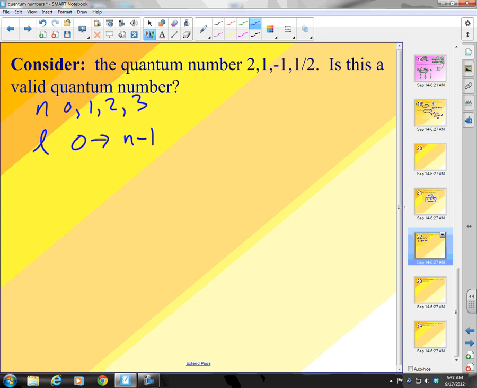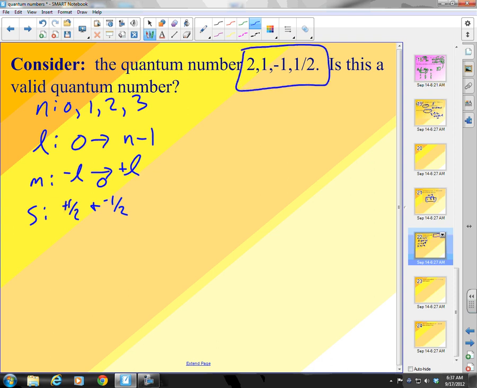Good. What are my possible values for M? My M values are negative L to positive L, including 0. And what are my values for S? Positive 1/2 and negative 1/2. Okay, so here we go. The way to read this quantum number is N, L, M, S. From left to right, they represent N, L, M, and S. So this means I have N equals 2.